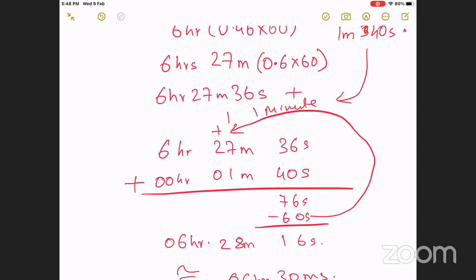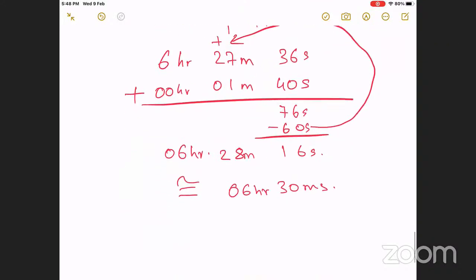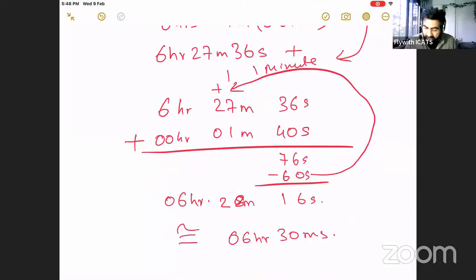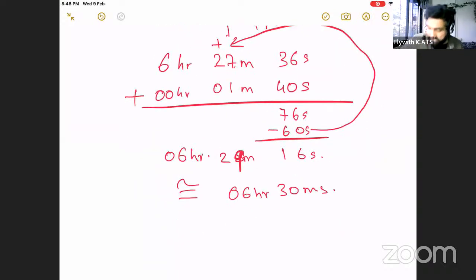It's 6 hours, 28 minutes, no? Sorry, 29, no? Correction, 29, students. 27 plus 1 is 28, and 1 more is 29. Good. 6 hours, 29 minutes. Correct.